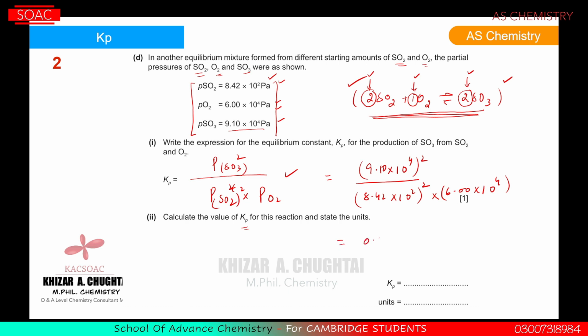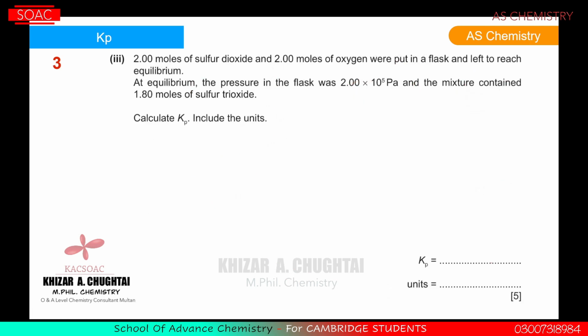That is 0.194 and is 0.194. What are the units basically? You can see that there is pressure squared over here, multiplied by the pressure, so they will be cancelled out. There is only 1 over P and the pressure is given in Pascal. So 1 over Pascal, I mean, you can write Pascal inverse, Pa minus 1. Here are the units. Now come toward the next question.